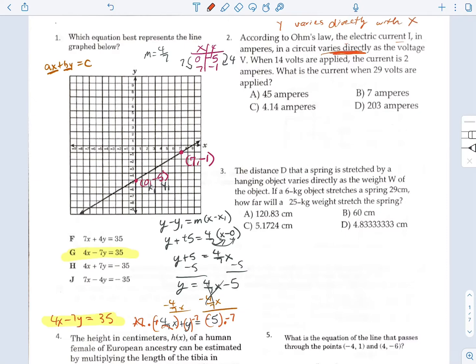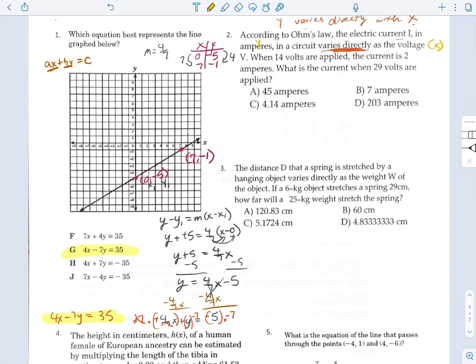So what comes before the varies directly is the Y, and what comes after is the X. Notice here it says the electric current I in amps in a circuit varies directly as the voltage V. So that means our voltage here is the X, right? The voltage is the X. And what comes before varies directly is I in amps. So that is going to be our Y. All right, so when we read this next sentence that says, when 14 volts are applied, the current is 2 amps. We're going to use that tidbit of information to find our K.